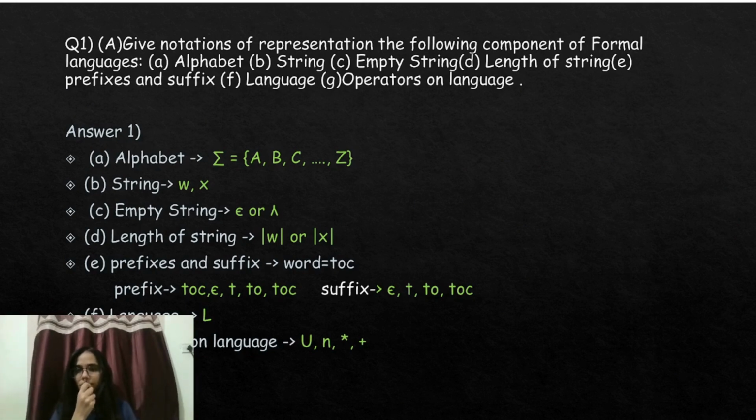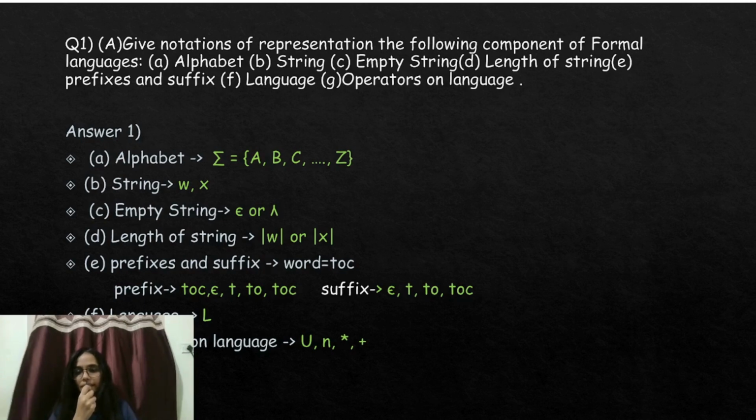The first component is alphabet. Alphabet is represented by sigma. The second component is string. String is represented by W or X. The third component is empty string. Empty string can be represented by epsilon naught or lambda. The fourth component is length of string. The length of string can be represented by |W|. The fifth component is prefix and suffix. Prefix and suffix can be represented by epsilon naught, T, TO, or TOC if the word is TOC.